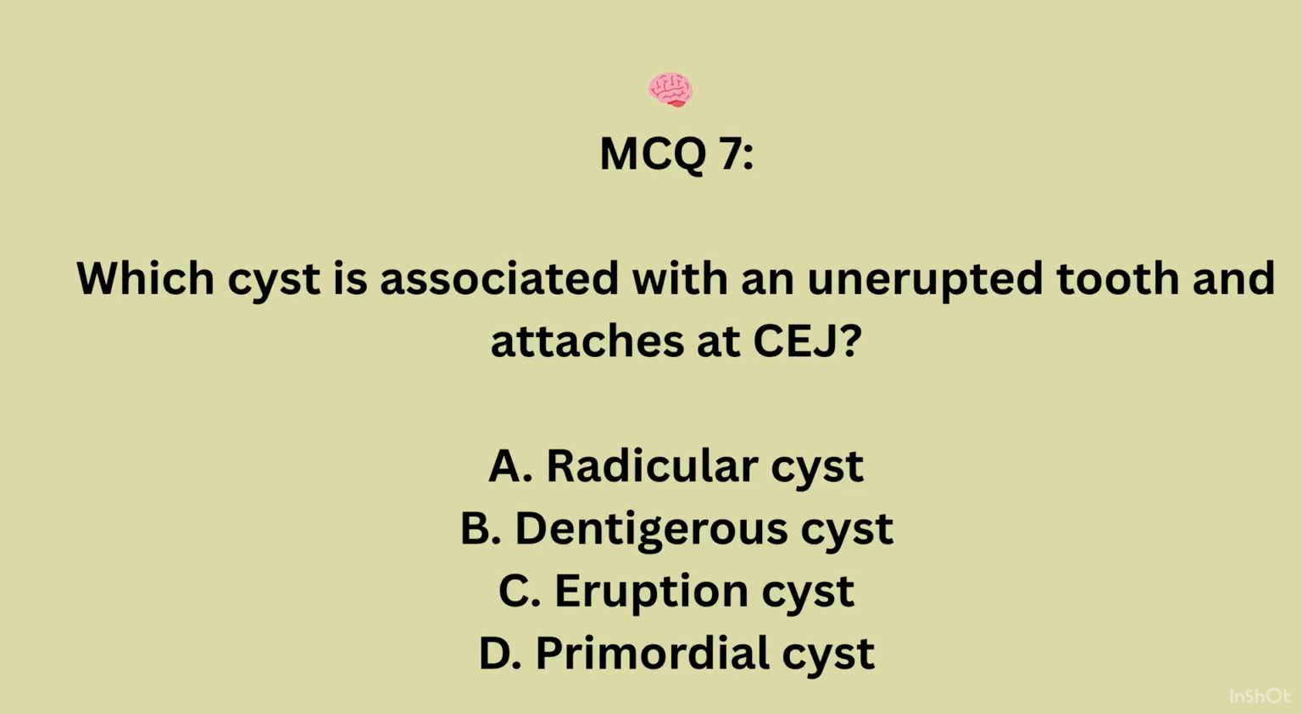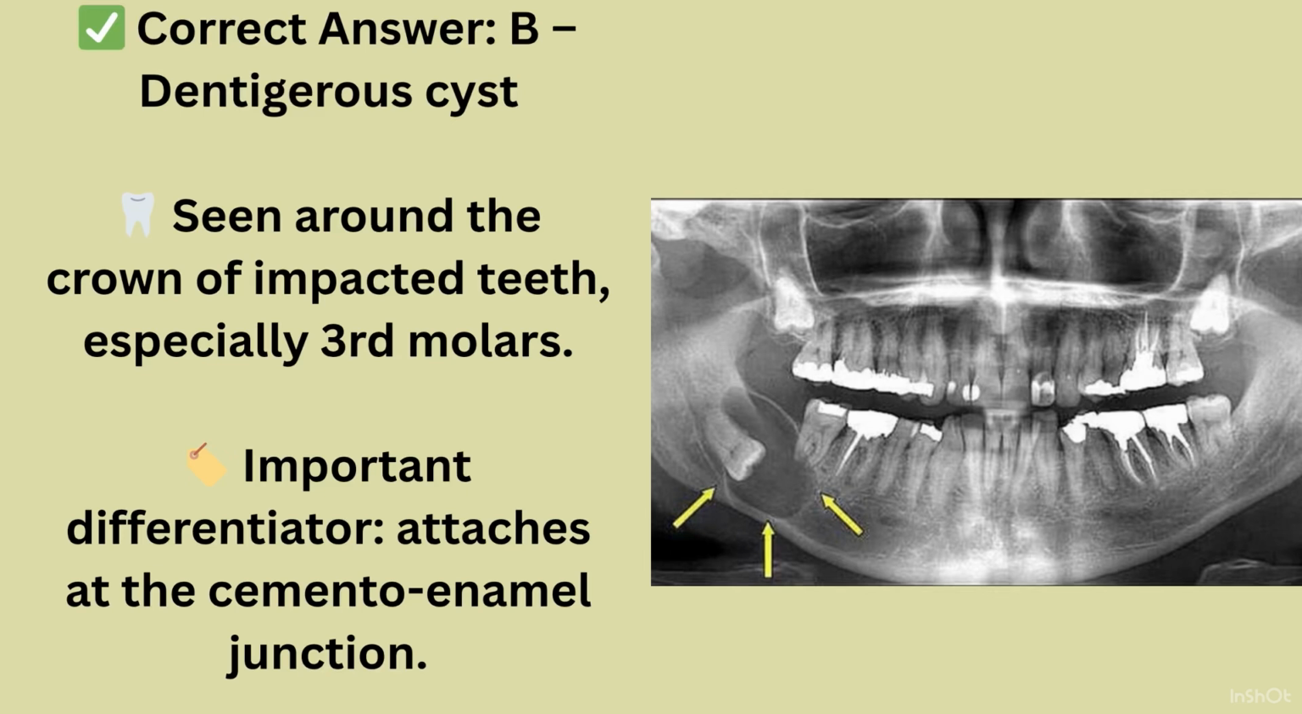MCQ number 7. Which cyst is associated with an unerupted tooth and attaches to the CEJ? The correct answer is dentigerous cyst. It is most commonly seen around the crown of the impacted teeth, especially the third molar.